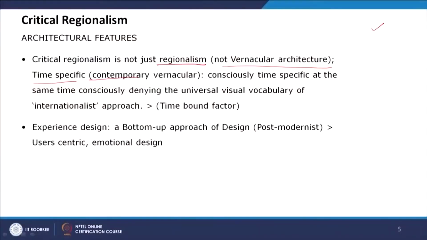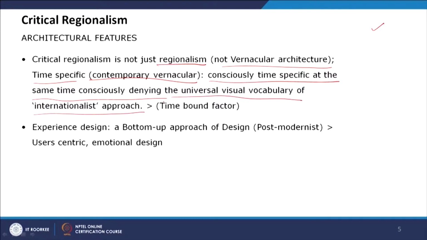It might take the inspiration of the local surroundings or the nature of that particular design as well. So it is time specific; it is a contemporary vernacular. The vernacular will be changed into the contemporary. That's one aspect of critical regionalism: being consciously time specific, while at the same time consciously denying the universal visual vocabulary of the internationalist approach.